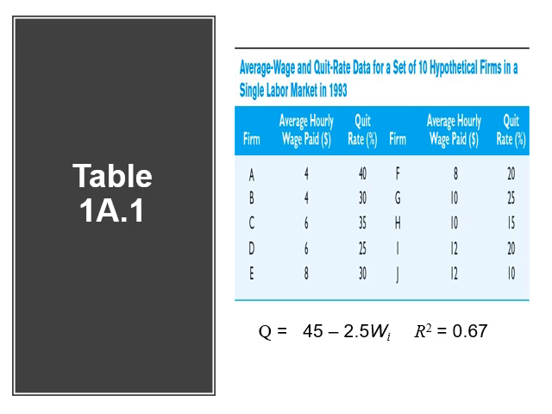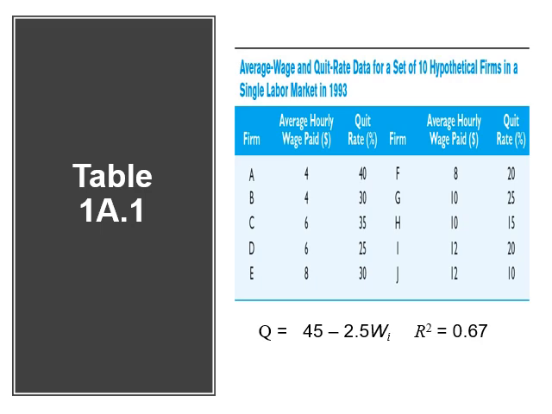فاحنا لما نيجي نقرا الداتا هنقرا ايه؟ Firm A average hourly wage paid in dollars and the quit rate 40% for firm A. Firm B برضو average hourly wage paid in dollars is $4 and the quit rate in firm B is 30% and so on.